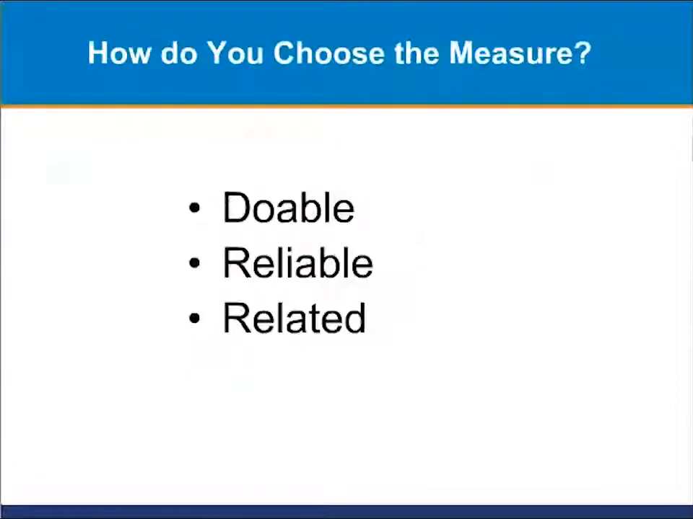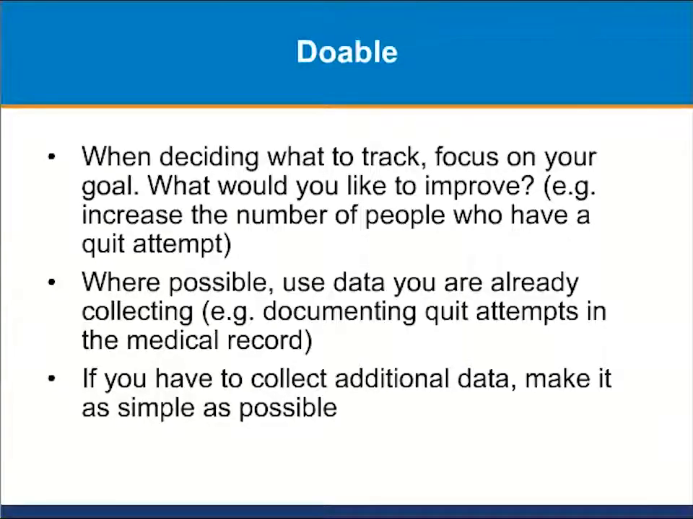So once you've figured out what your goal is and what you might want to track, then you want to choose what measure you're going to use. And when I think about collecting data and measures for quality improvement, I think in three areas. Is it doable, is it reliable, and is it related? So in terms of something being doable, you want to make sure that you are choosing something that is likely going to happen in your setting.